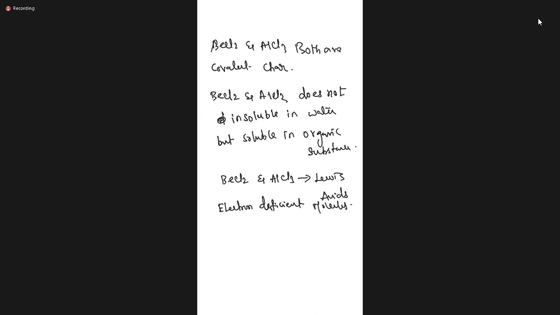Lewis acids and electron deficient molecules, they are used as Friedel-Crafts catalyst. Is it clear, these points? These all are the reasons for the diagonal relationship of beryllium with aluminum.